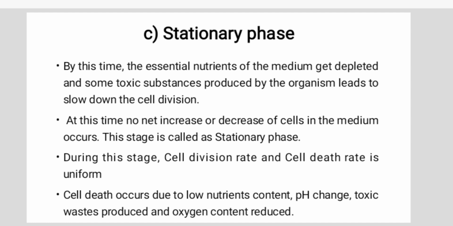So in this stationary phase, there is no increase or decrease of the cells. During this stage, the cell division rate and the cell death rate are equal, because there is no net increase or decrease in the cells. Cell death occurs due to low nutrient content, pH change, toxic waste produced, and reduced oxygen content.